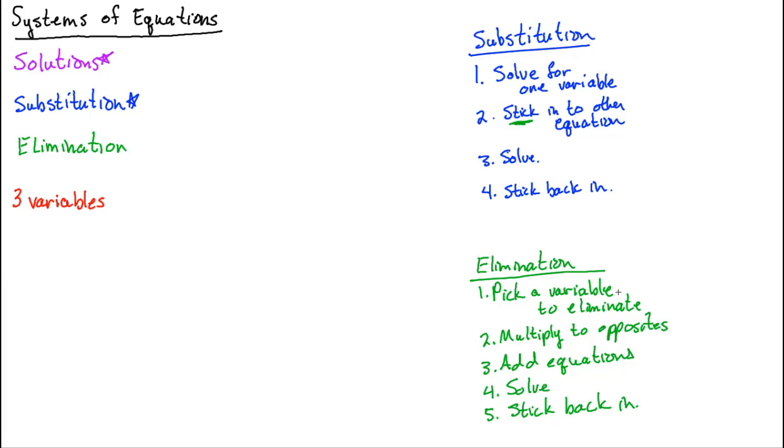Elimination, on the other hand: first you pick a variable to kill off, to eliminate, which is why it's called elimination. Multiply one or both of the equations so that you have opposites on that variable. Then when you add the equations, it is gone, which leaves you just one variable. So you solve that equation just like step 3 up here. And then step number 5, stick it back in to find the partner. That is substitution and elimination, and those steps will help us reference when we do our problems. To the boards!